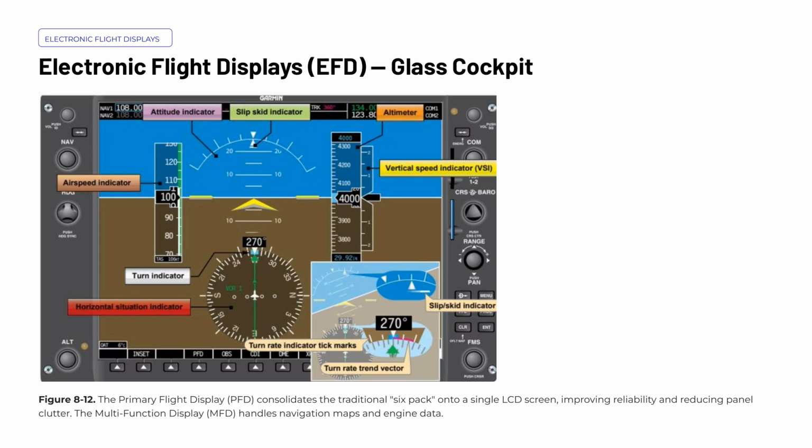Alongside the PFD, the multifunction display, or MFD, serves a separate but equally important role, presenting navigational maps, engine monitoring data, and other supplementary information. Together, these two displays give the pilot a comprehensive and intuitive picture of both aircraft performance and situational awareness. As you transition to glass cockpit operations, it is important to understand not just where information is displayed, but how these systems are interconnected and what your procedures should be in the event of a display failure.